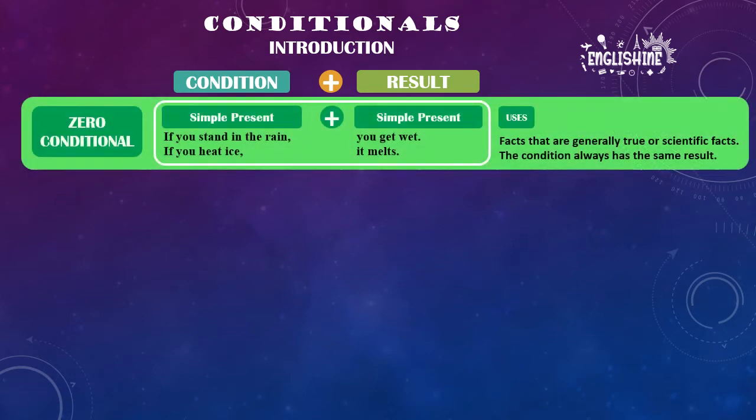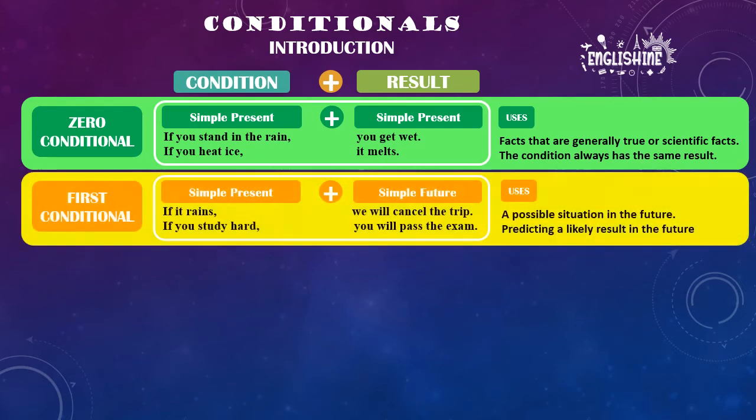The zero conditional. We can use the simple present plus the simple present. This is used for facts that are generally true or scientific facts. The condition always has the same result. For example, if you stand in the rain, you get wet. This is generally true. If you heat ice, it melts. This is a fact.